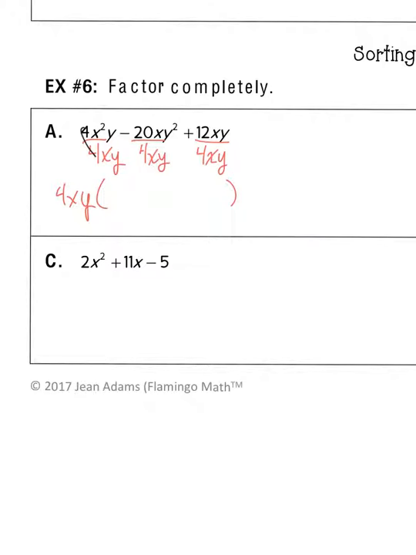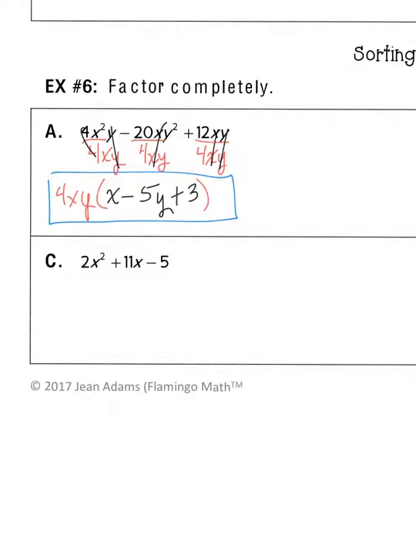I'm going to divide. So the 4's cancel. x squared divided by x is x, and the y's cancel. Negative 20 divided by 4 is negative 5. The x's cancel. y squared divided by y is y. 12 divided by 4 is 3. And the x's and the y's cancel. So that's our answer. Then you do want to just double check, can this be factored further? Nope, not at all. So you're just going to have that as your final answer. So let's look at B.